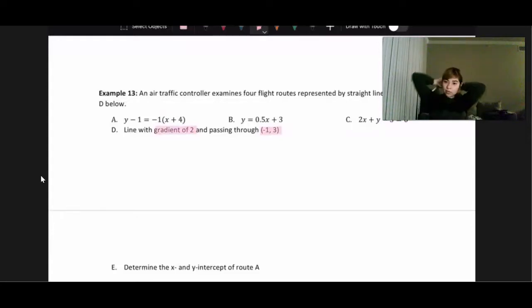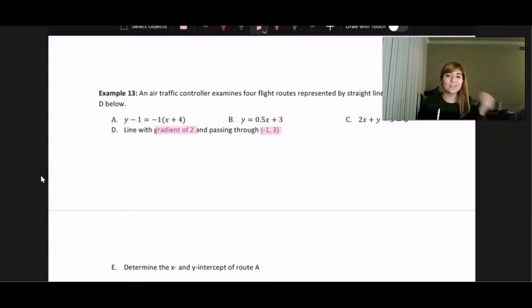So in this case, it doesn't really matter what form you write it in. They're not specified. They're all different too. Part A is in point gradient form. Part B is in gradient intercept form. Part C is in standard form. So you can put it in any form. I usually prefer to have things in gradient intercept form just because it's easier.